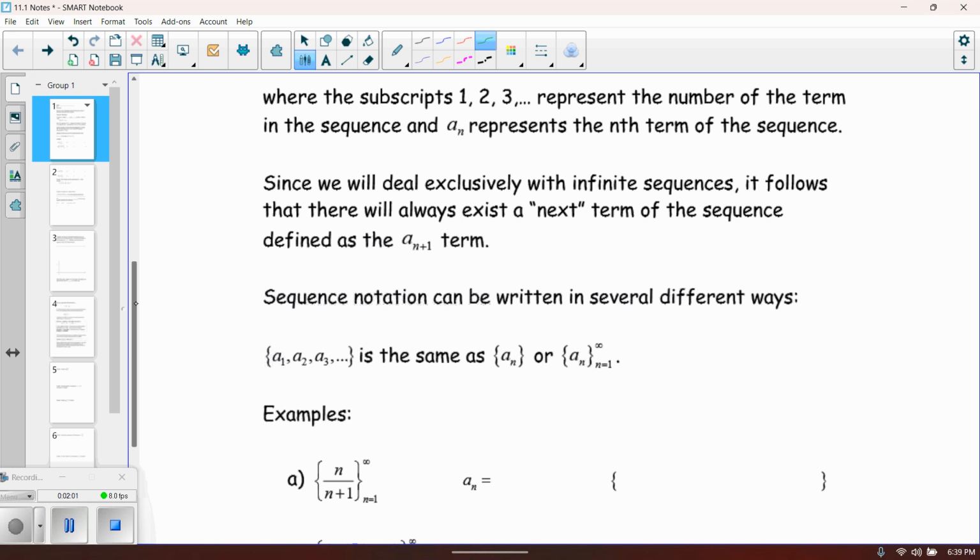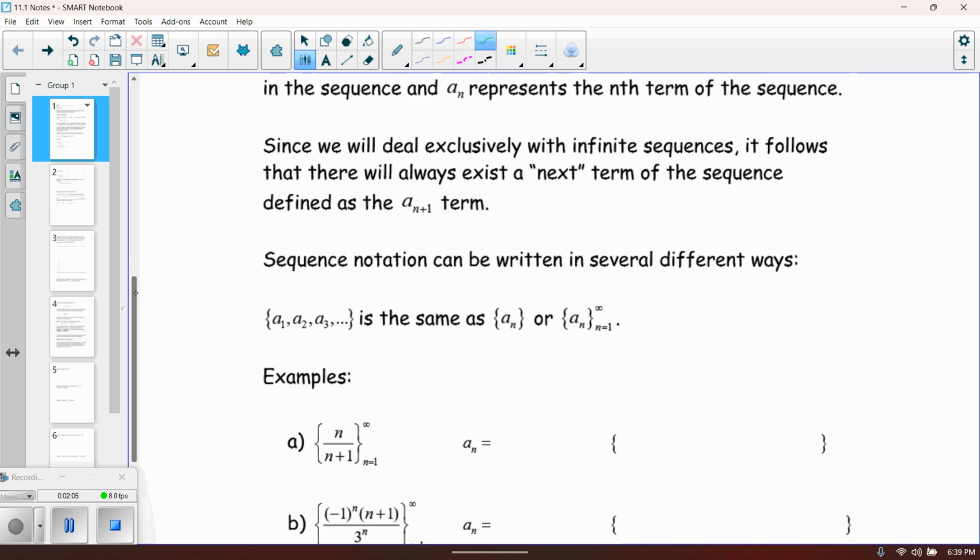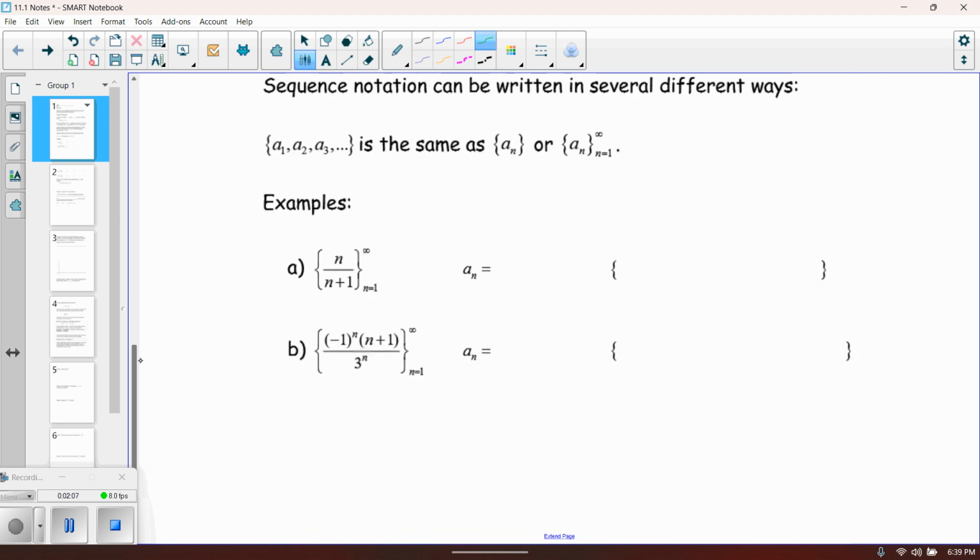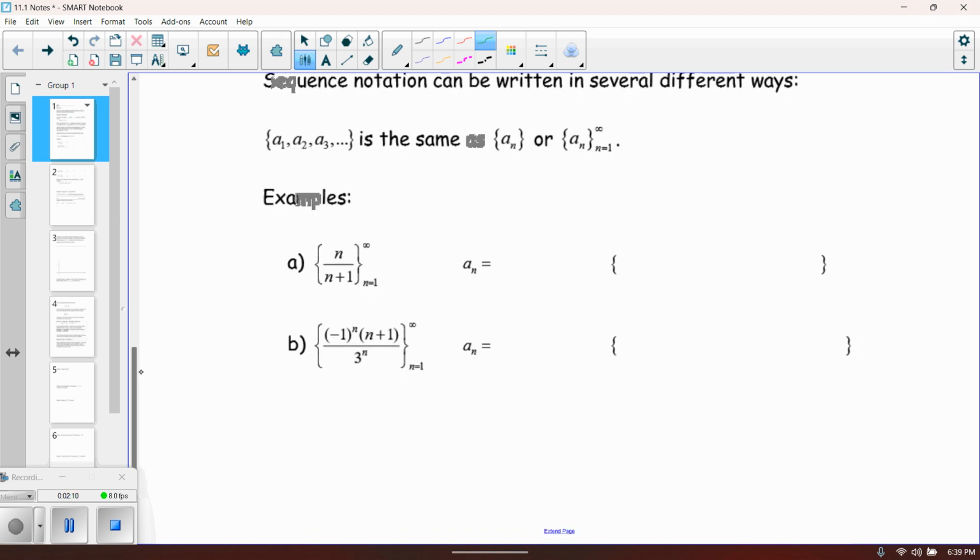So a sequence can be written in several different ways. We'll talk about a few of them just so you have an idea if you see these things, what they are, and that they all pretty much mean the same thing. In letter A here, we have the sequence with the brace notation of n over n plus 1. And then you see it's got n equals 1 and infinity on the outside to the right of the brace. n equals 1 just pretty much tells you, okay, you're going to start with your first term, and then it's going to go up to an infinite number of terms.